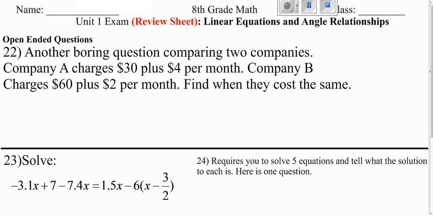Number 22, another boring question comparing two companies. Company A charges $30 plus $4 per month. That's 30 plus 4M.